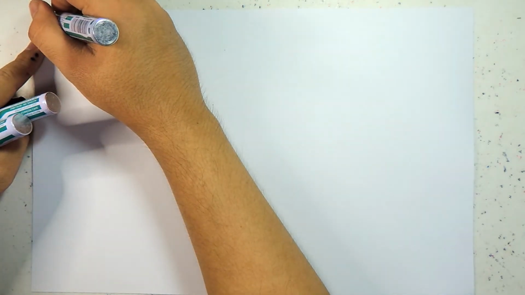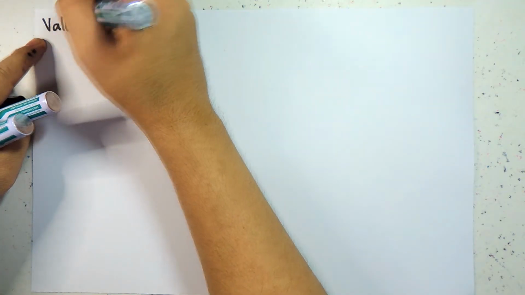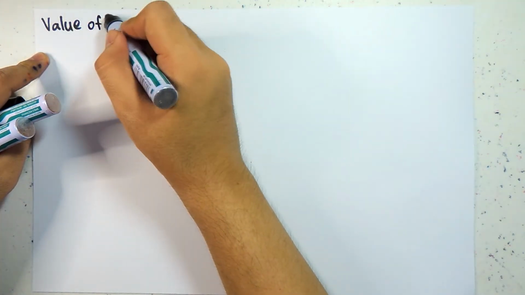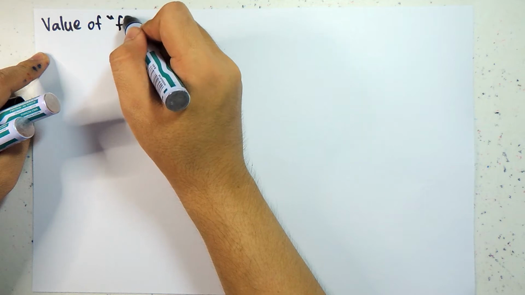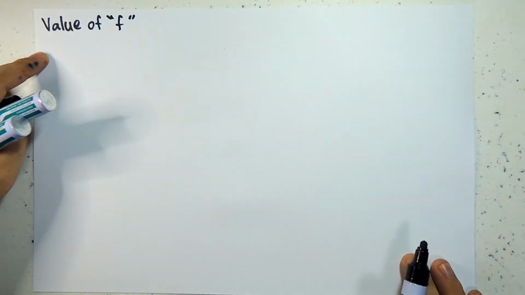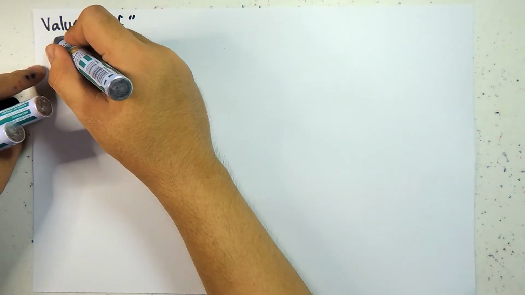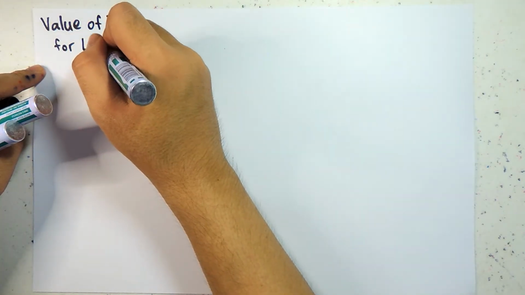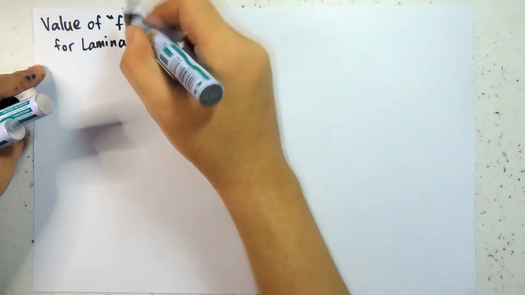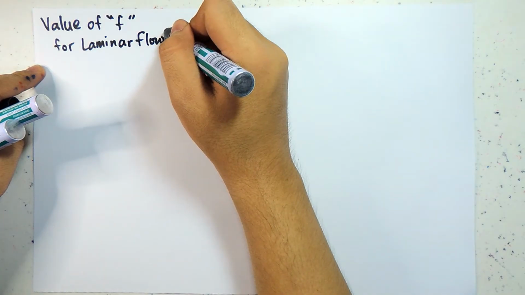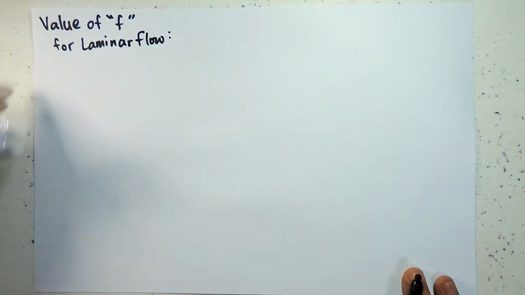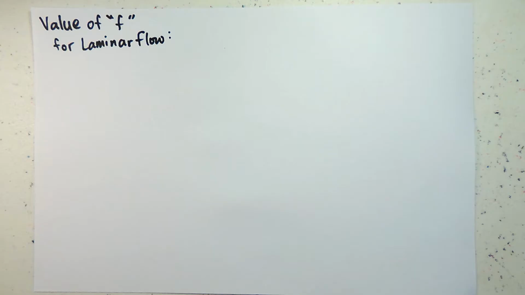So tulad ng sabi ko kanina, na yung value ng F is characterized by some factors gaya ng pipe diameter and the roughness height epsilon, then it can also be characterized by the viscosity of the fluid and also the velocity. So pwede ring dumepende ang value ng F sa characteristics ng flow nito. Iba yung value ng F kapag laminar yung flow, iba rin yung F kapag turbulent naman yung flow. So ngayon, pwede nating ma-derive kung ano ba yung value ng F kapag laminar yung flow.